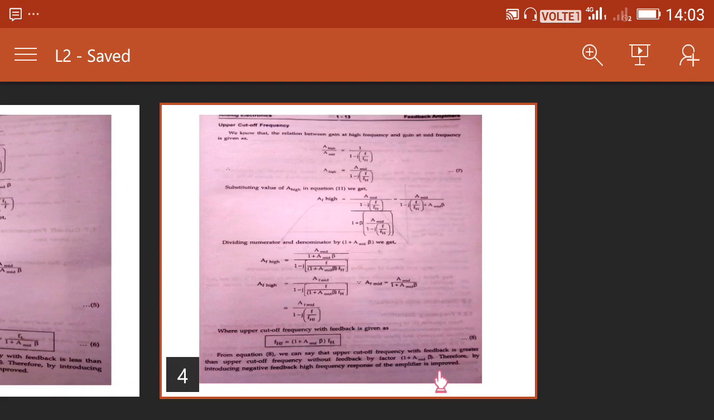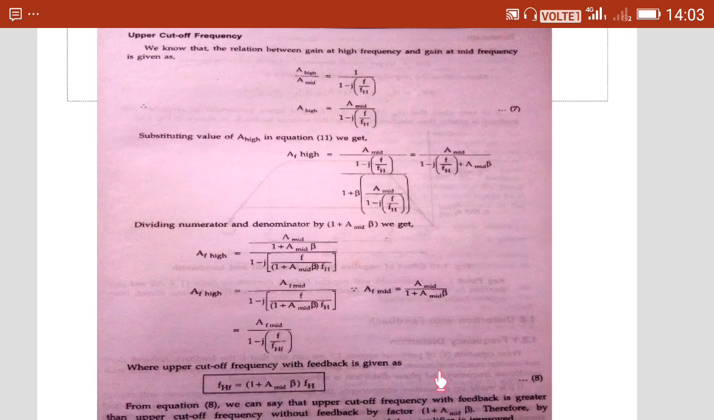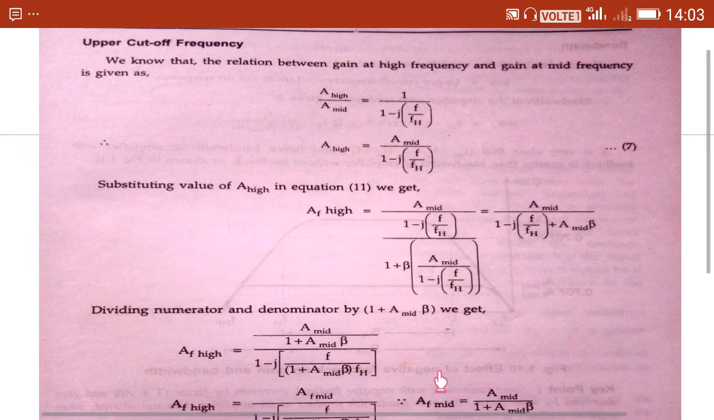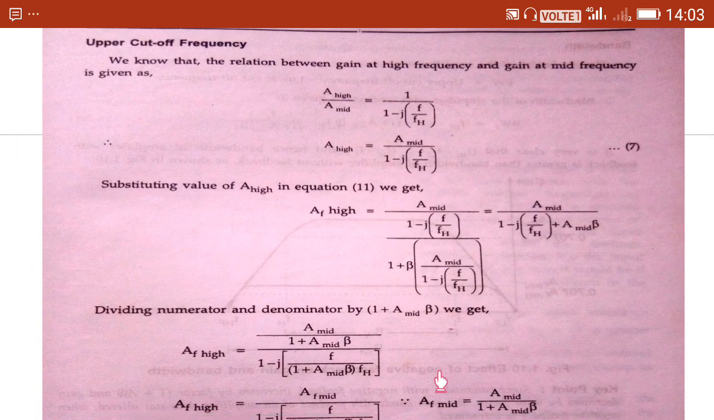Okay, now let's go to the next slide. Now we will derive the expression of upper cutoff frequency. Again, as we know, the relationship between gain at high frequency and gain at mid frequency is given as A high equal to A mid upon 1 minus j F upon FH. What is F? Simple frequency variable. What is FH? Higher cutoff frequency without feedback. Now substituting the value of A high in equation 11, we get these expressions.